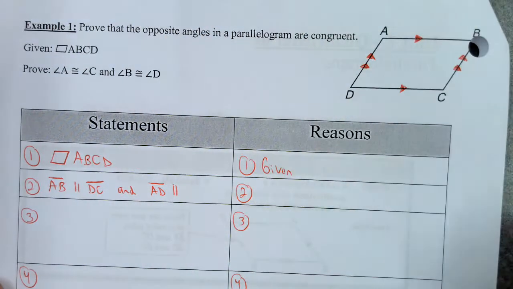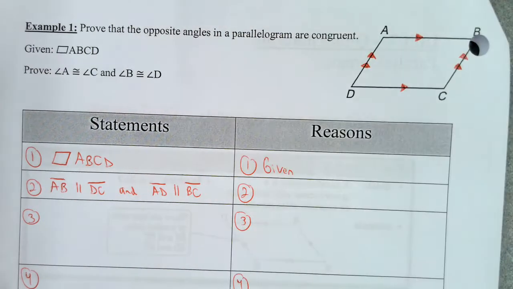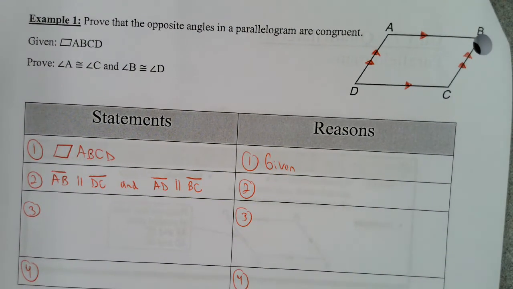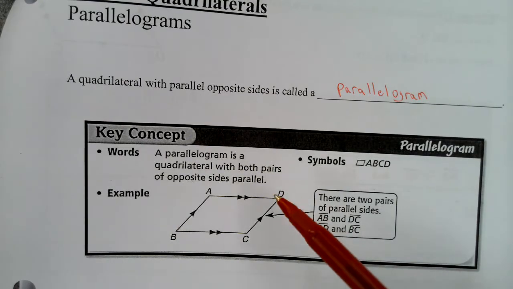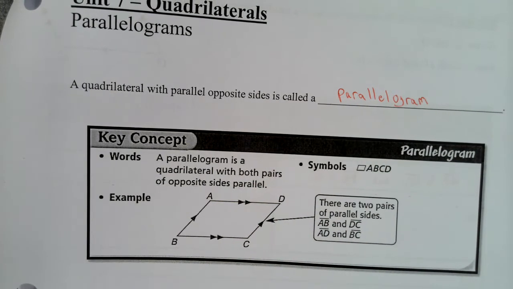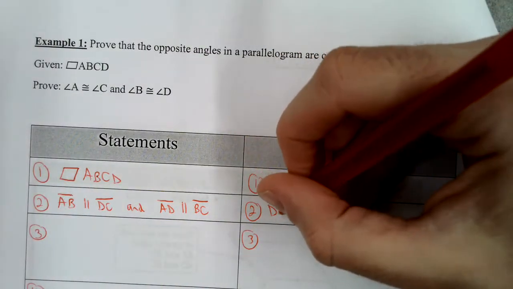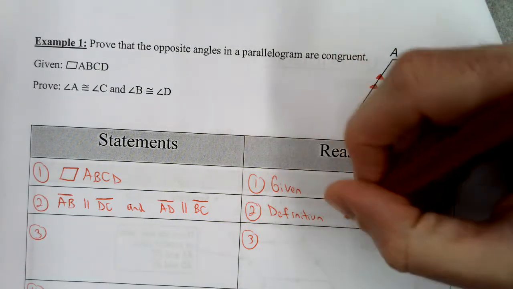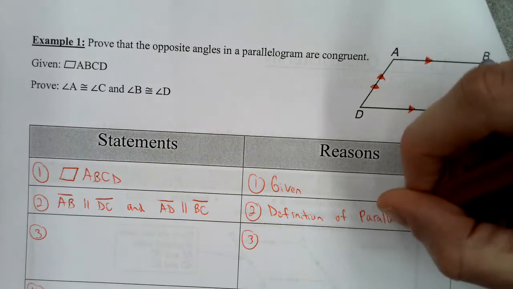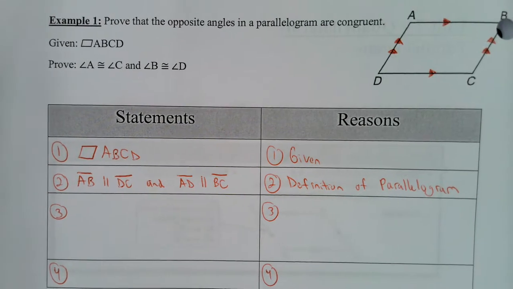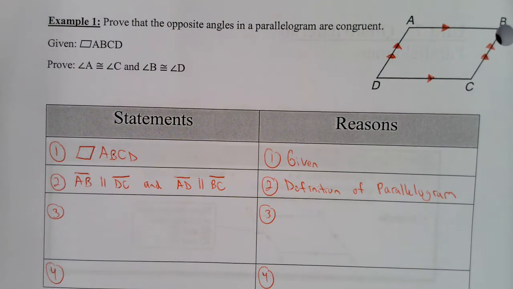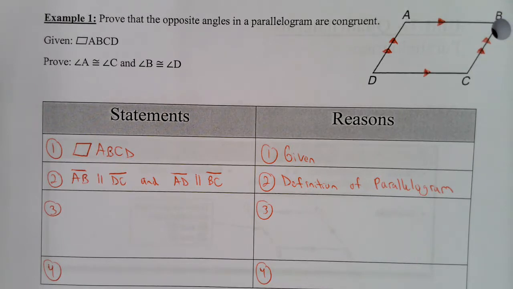Remember, this symbol means parallel. That is the definition of a parallelogram. Okay, I gave you that right here. A parallelogram is a quadrilateral with both pairs of opposite sides parallel. That's the definition of a parallelogram. Where are we going to go from here? You can use anything you want except the fact that the opposite angles are congruent, because that's what we're trying to prove. So you can use anything else you want.